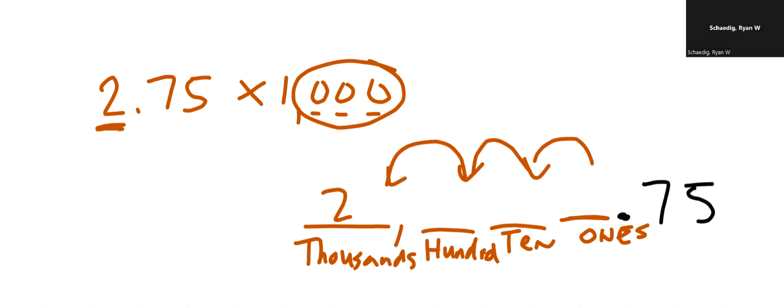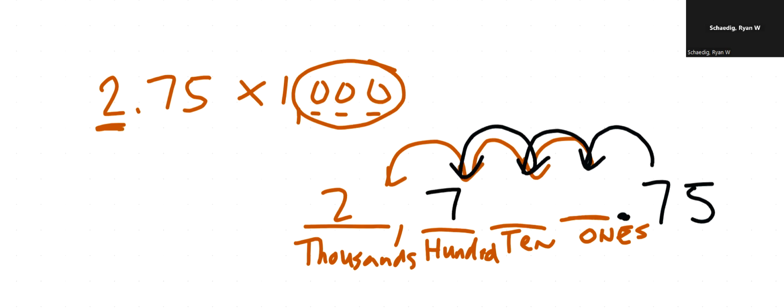So now let's think about the 7. The 7 also jumps 3 times. So there's 1, 2, 3. So now the 7 that was once in the tenths place is actually in the hundreds place. And then our 5 is also going to jump 3 times. So 1, 2, 3. So it ends up in the tens place, leaving me with an empty ones place, which means if it's an empty place value, I definitely can put a 0 in there to get my answer.